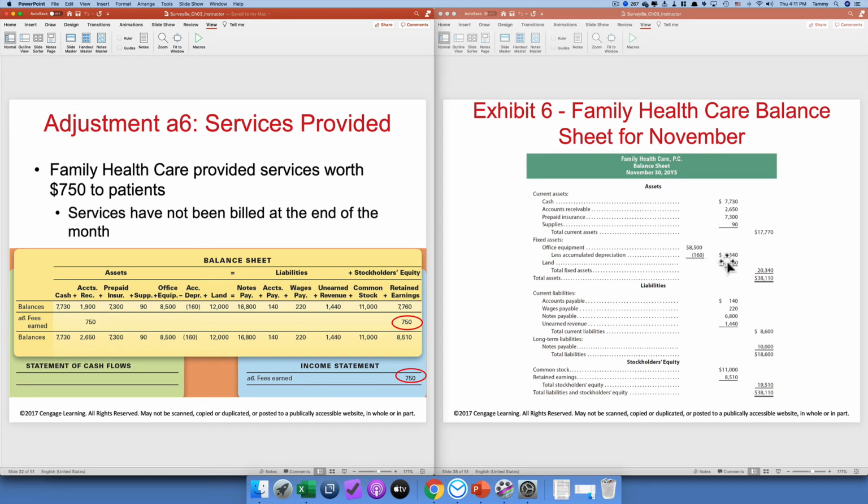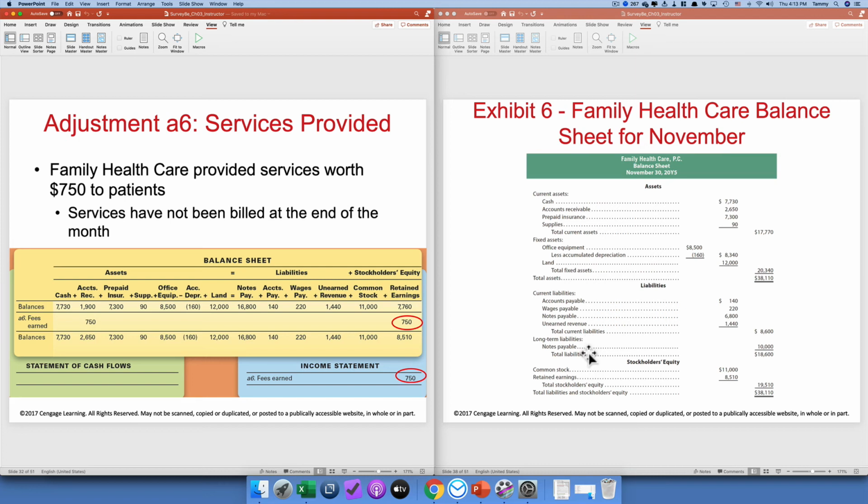We take out the accumulated depreciation, giving us a net value of our office equipment of $83.40. We have $12,000 worth of land, so our total fixed assets are $20,340, giving us a total assets of $38,110. Now on the liabilities side, right, we have our accounts payable of $140. Our wages payable, remember that was the wages that have been earned and not yet paid. Notes payable of $6,800.